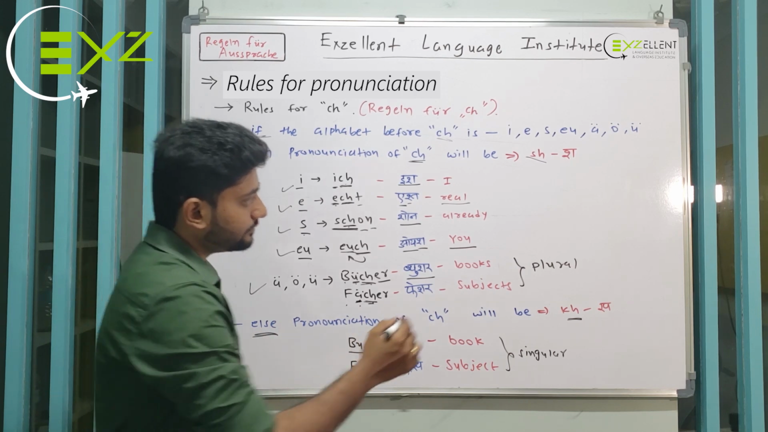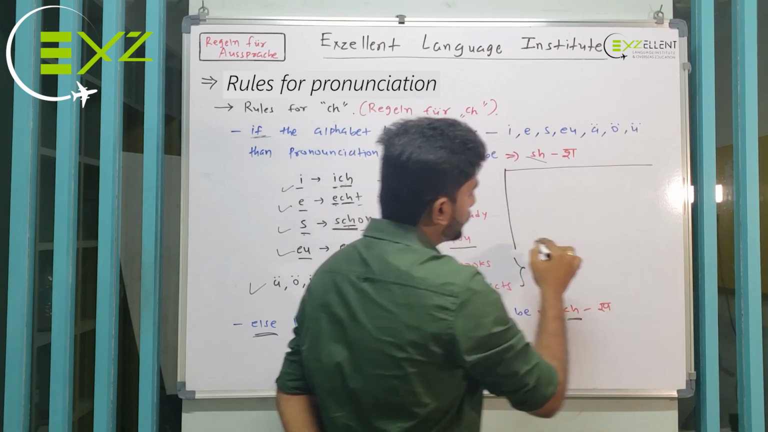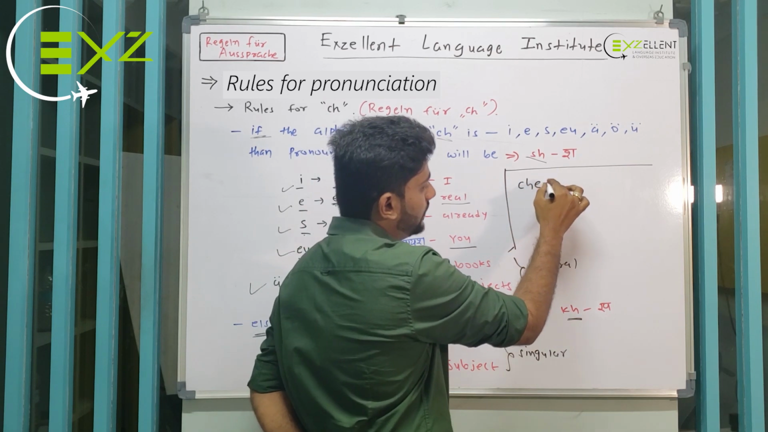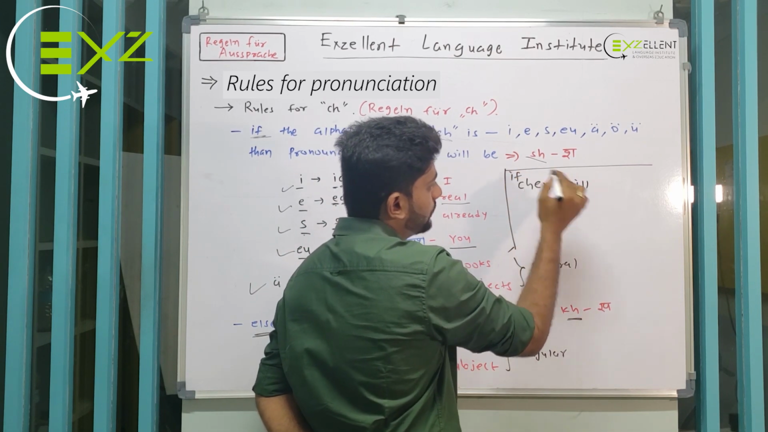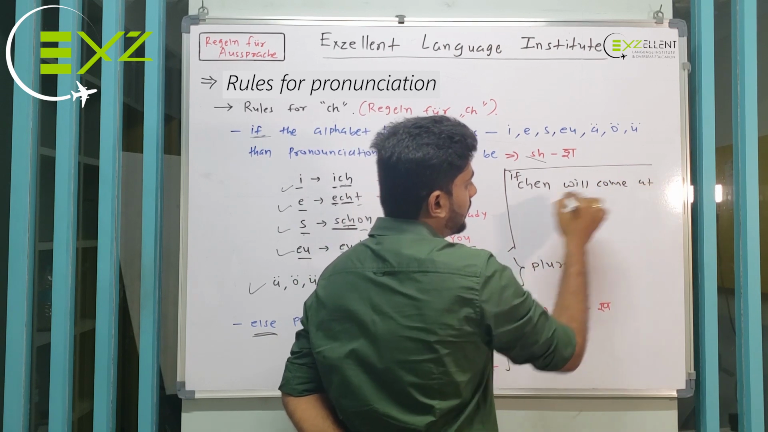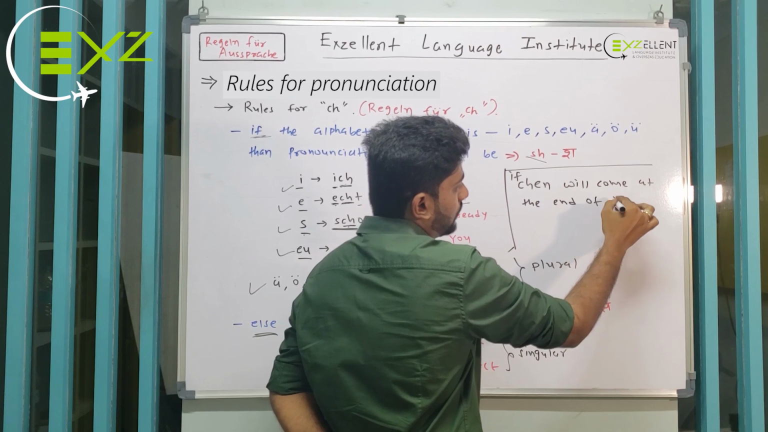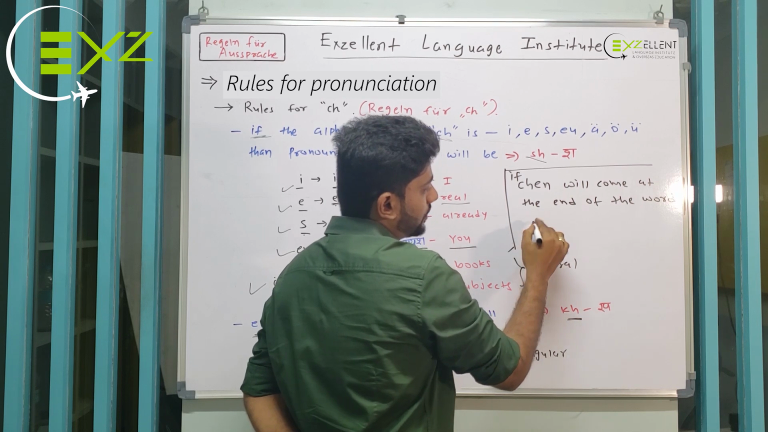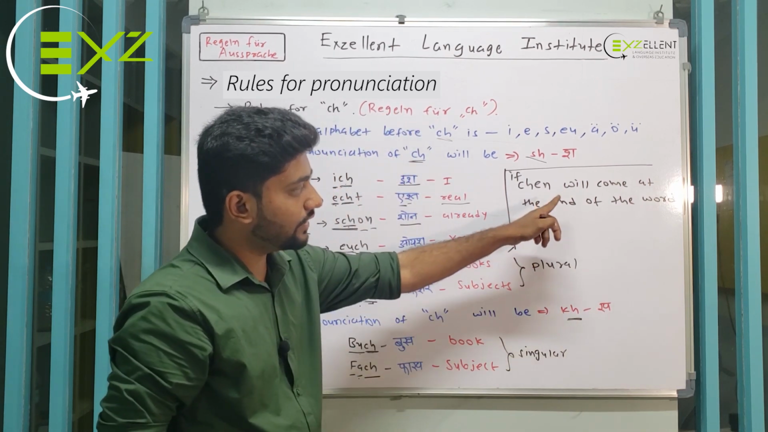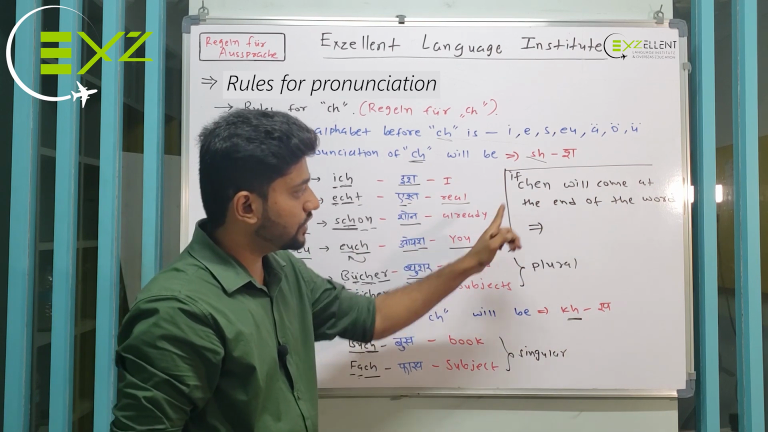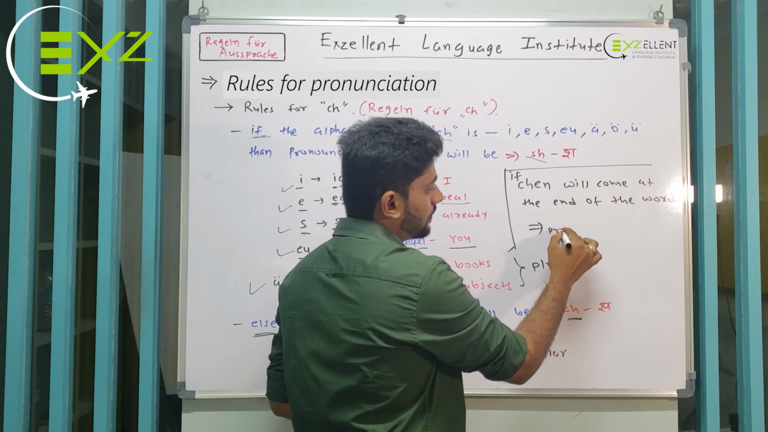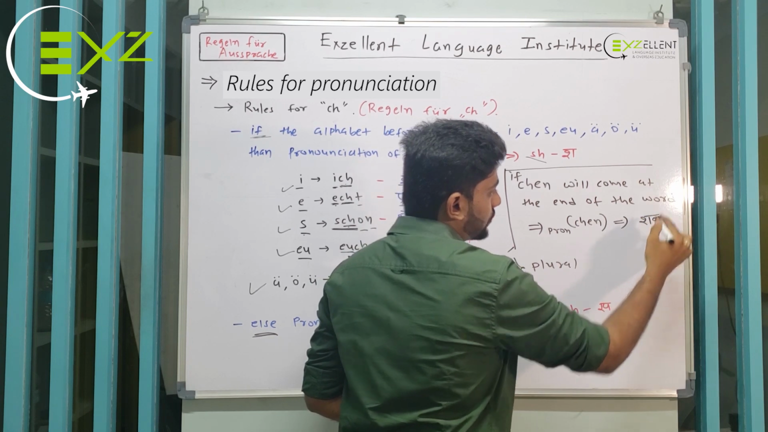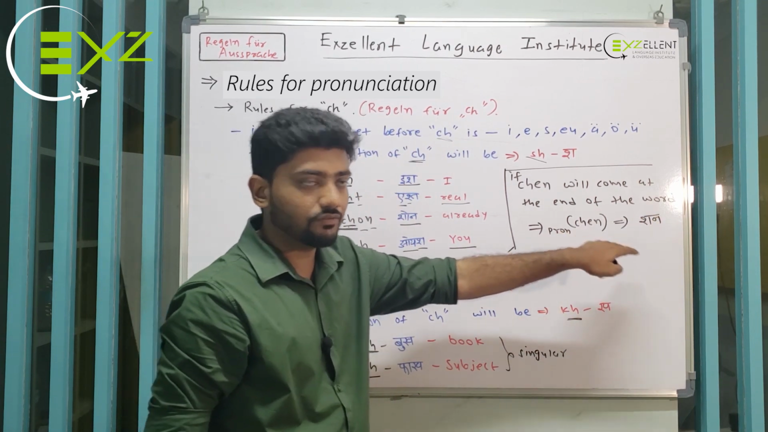Now apart from these rules for CH, if chen comes at the end of the word, then the pronunciation of chen will be shan. Okay, the pronunciation of chen will be shan.